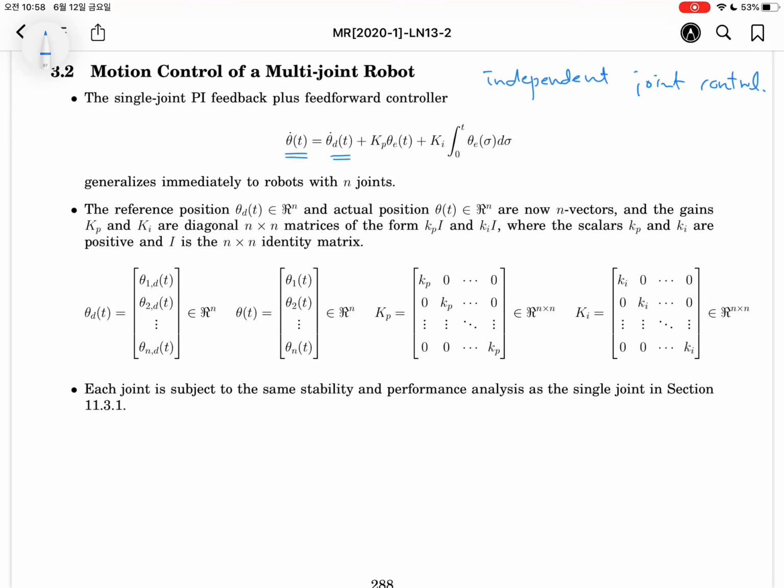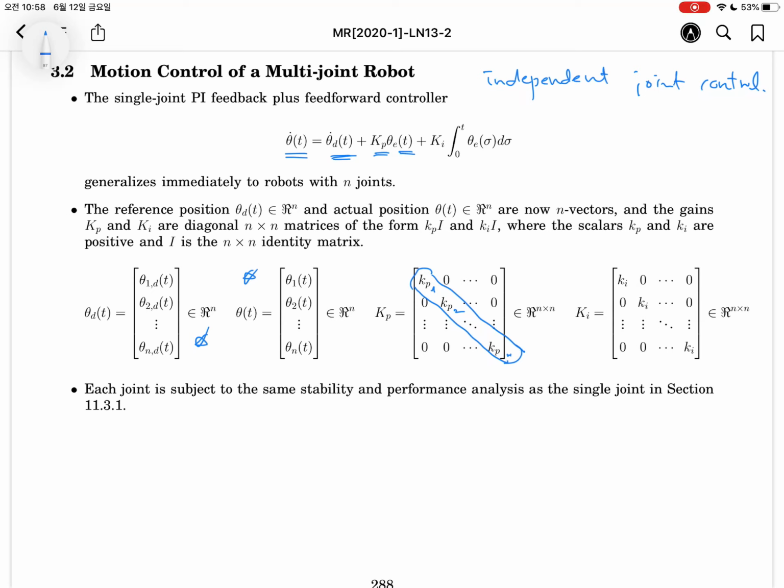So the same controller will be extended to the vector. This will be the vector like this, an n-dimensional vector, as the desired is the same, an n-dimensional vector. Kp, this gain should be extended to the matrix, a diagonal matrix. The diagonal terms can be changed, but for simplicity the same diagonal term will appear here. Kp1, Kp2, Kpn, like this a diagonal matrix can be made.